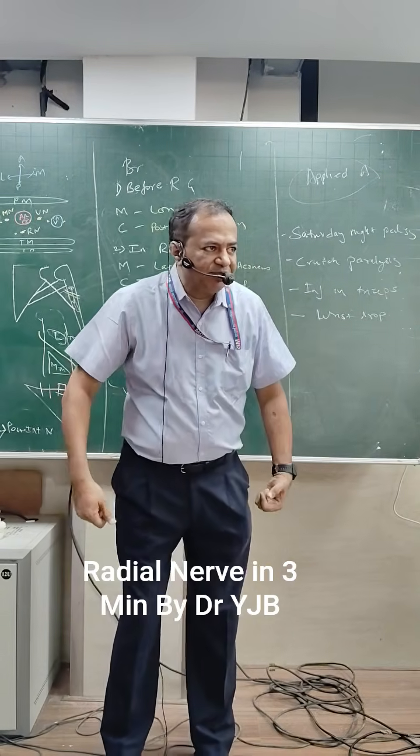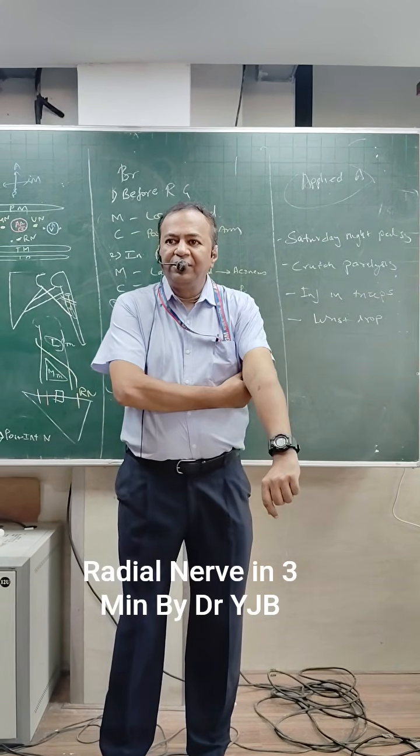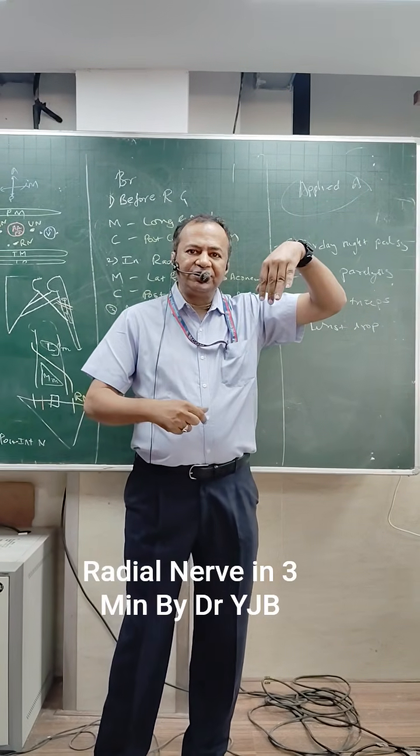Crutch paralysis, because of the use of a crutch, or an injection in the triceps which damages the radial nerve. It can lead to a condition called wrist drop.